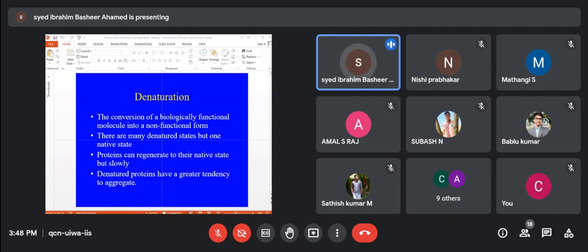You have the peptide bond, NH single bond, C double bond O. You have the peptide unit. This peptide unit will absorb at around 190 nanometer. So if you have some absorbance around 190 nanometer, definitely you can say you have the protein.